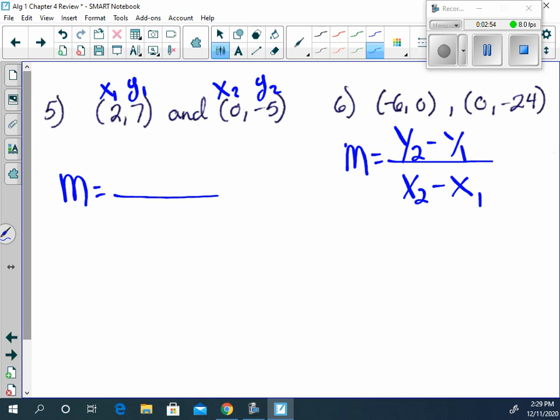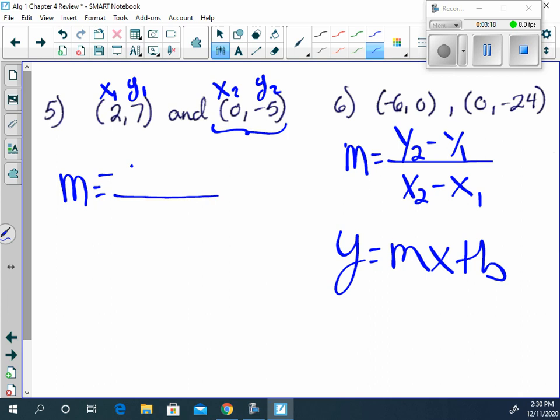So what we're going to do is find the slope. Since they gave me this point 0, negative 5, whenever the x value is 0, the y value of that point is the y-intercept, because the y-intercept will always be 0, comma, a number. And again, we're plugging it back into our y equals mx plus b. So for our slope, we're going to do y2, so negative 5 minus y1 over x2 minus x1.